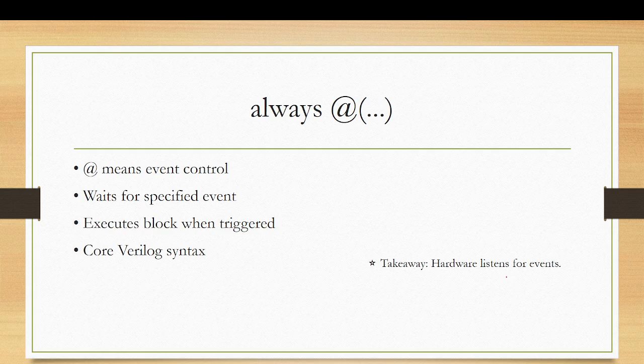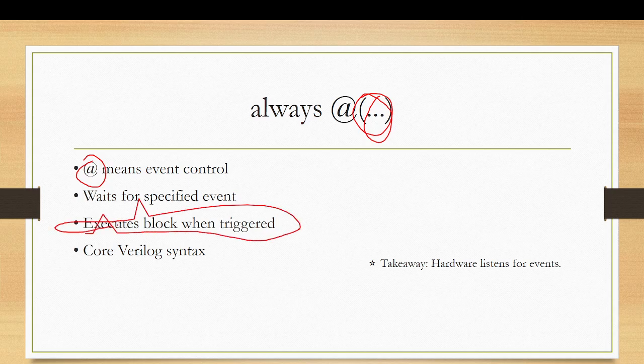Now let's decode the syntax. The symbol @ is extremely important. This symbol introduces event control. It is basically telling Verilog, wait for something to happen. The signals inside the brackets determine what that something is. Once the specified event occurs, the always block executes. It executes the block when triggered. Then it returns to waiting.